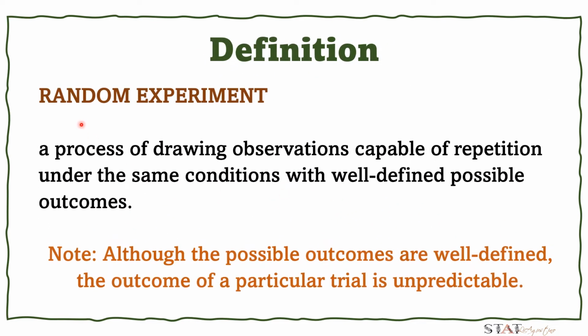So this is an example of random experiment. It is a process of drawing observations capable of repetition under the same conditions with well-defined possible outcomes. Take note of this, that although the possible outcomes are well-defined, the outcome of a particular trial is unpredictable.